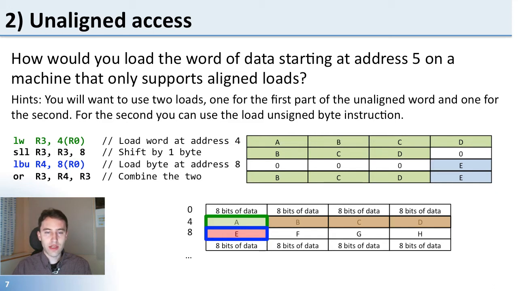So in order to do the unaligned access, we had to do 4 instructions. We had to first load the first word, then we had to shift it, then we had to load the byte from the last word, and then we had to OR them together.